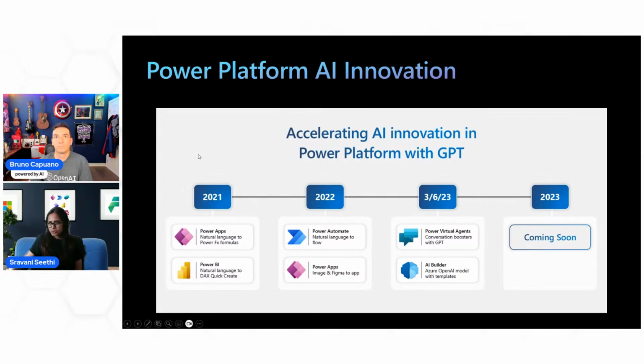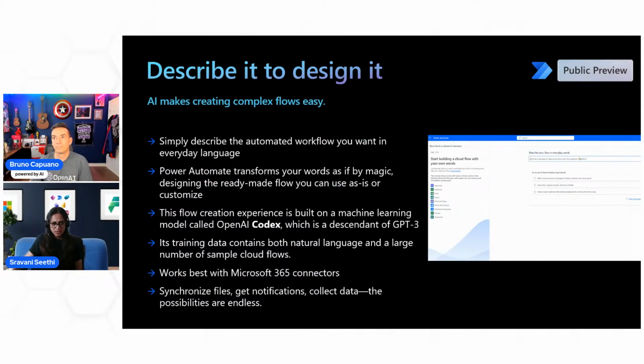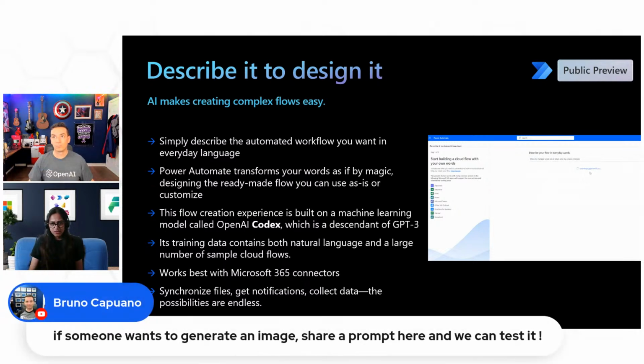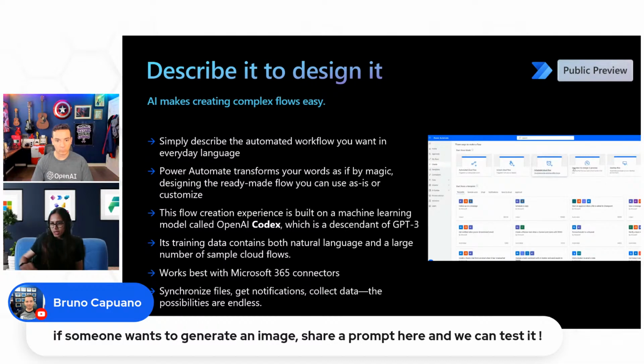So I'll go to the first one, which is describe it to design it, as simple as that. This one is a natural language conversion tool. So you type in a sentence to build your flow, and you can simply build your flow with just 3 simple steps. This model is based on Codex. So this basically converts your natural language sentence into a fully built flow.